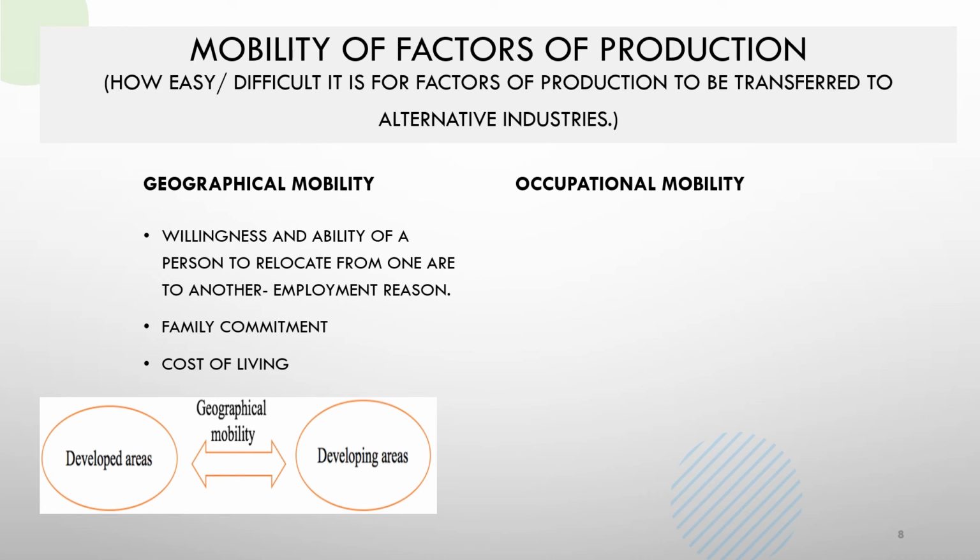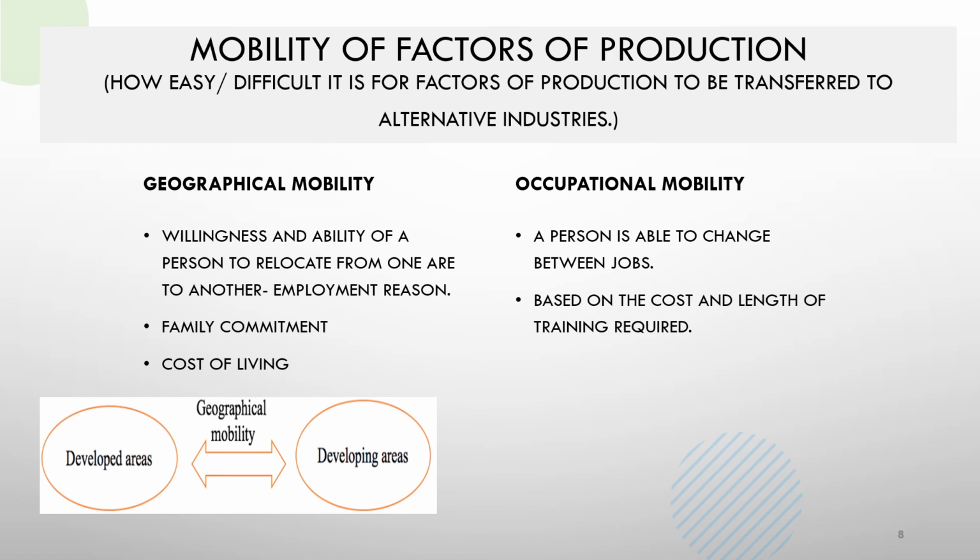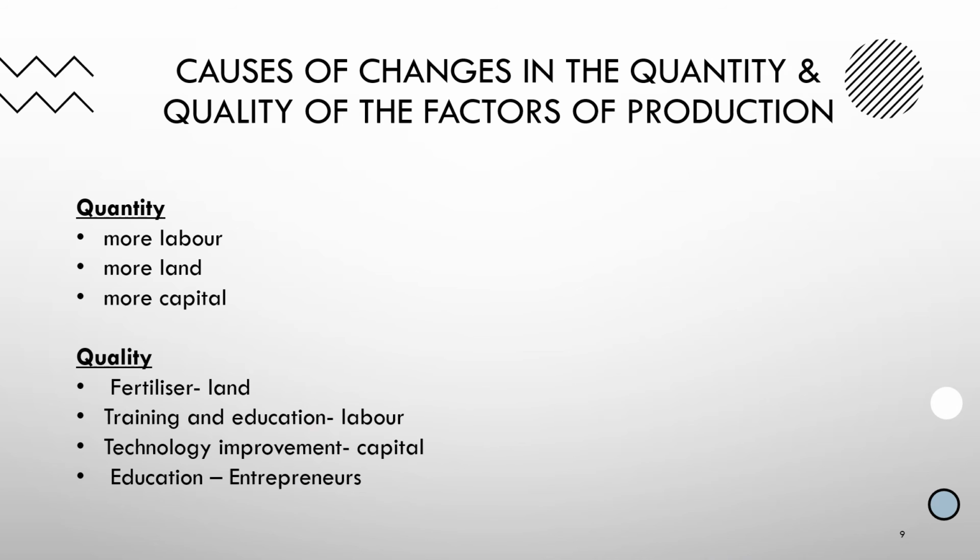And next is occupational mobility. It refers to the extent to which labor is able to move between jobs. Retraining unskilled workers helps to improve occupational mobility. If a person wants to move from one job to another job, it will be based on the cost and the length of training required.